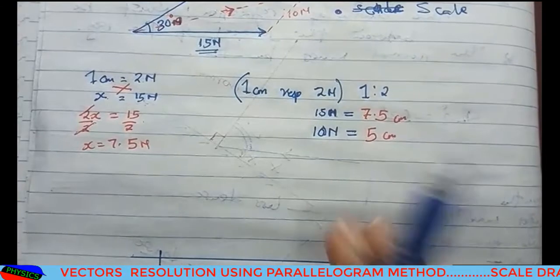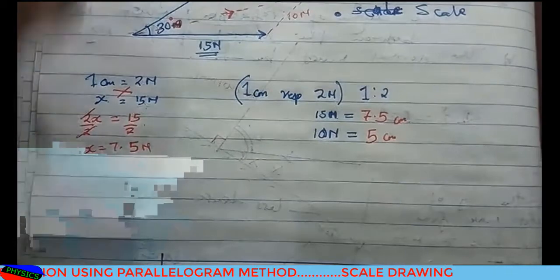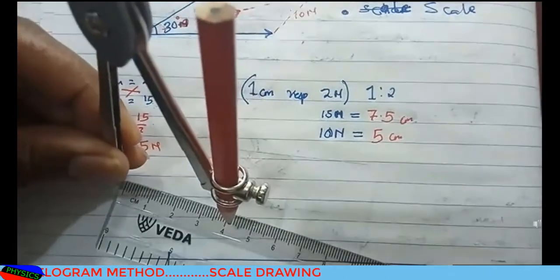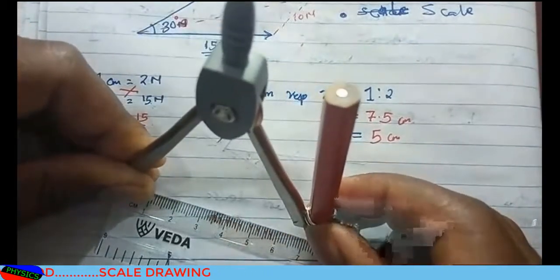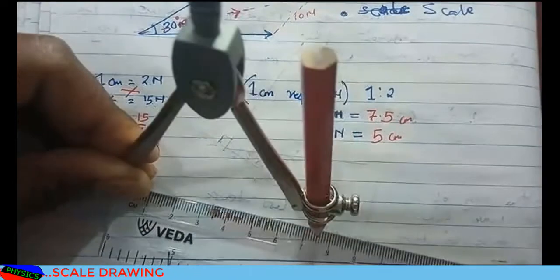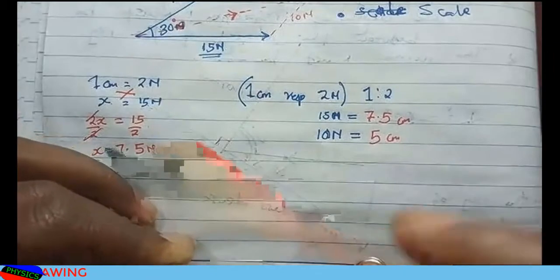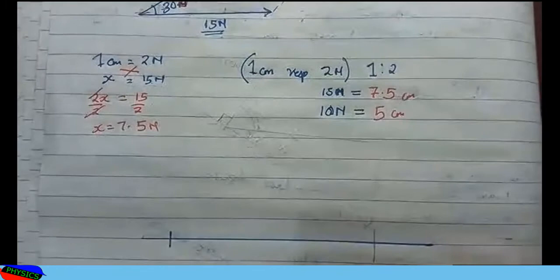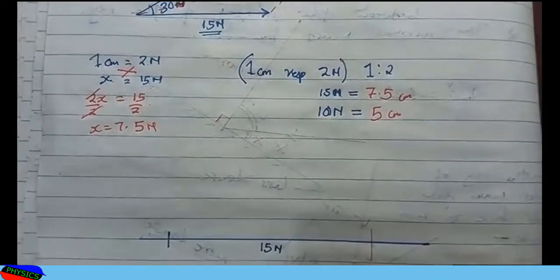Then for 15 newtons, I need 7.5 centimeters. So I'm going to open my compass here and measure 7.5 centimeters. So that's 7.5. Then I'm going to transfer the 7.5 here. Okay, 7.5 is here. I've made a mark. So this is my 15 newtons. I don't want to write 7.5, but already I have that one.